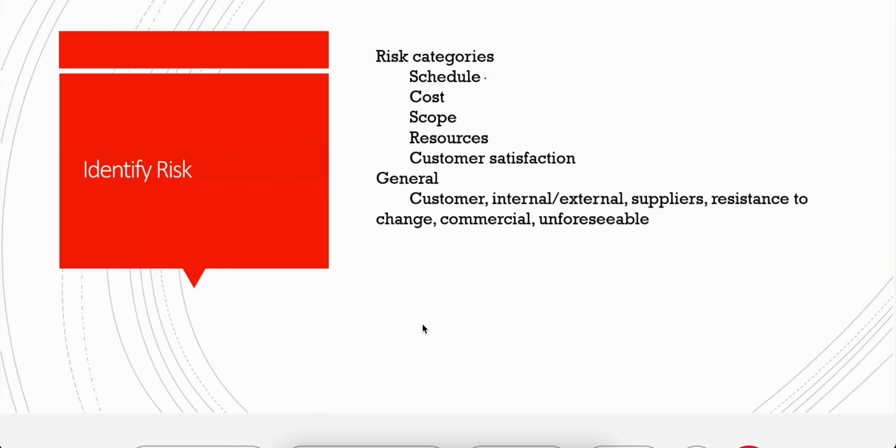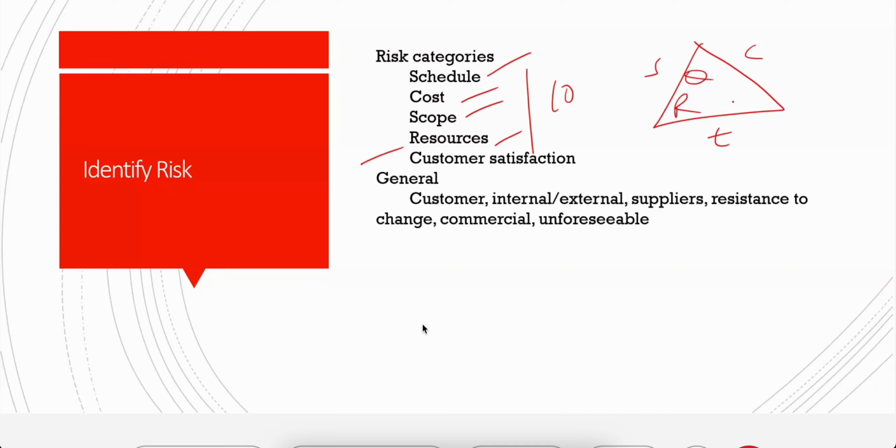Again, I said you can do this for all 10 knowledge areas, right? Schedule is one of them. Cost is another one. Scope is another one. Resource is another one. Customer satisfaction. So an easy answer would be draw the triangle: cost, scope, time, quality, risk, customer satisfaction. Okay, do a risk analysis on each of these at a minimum.